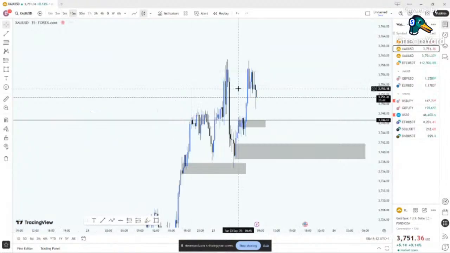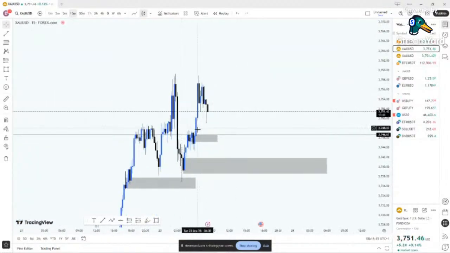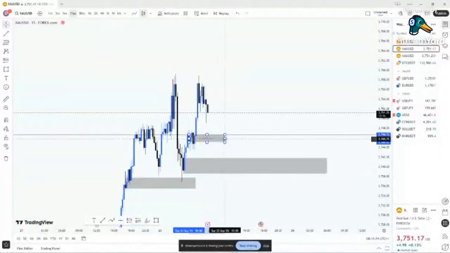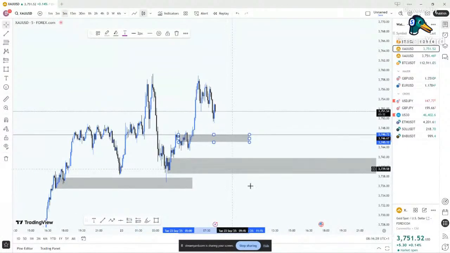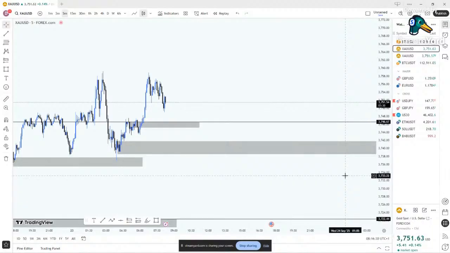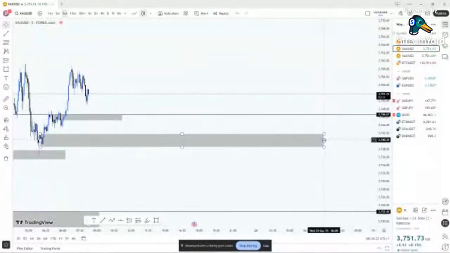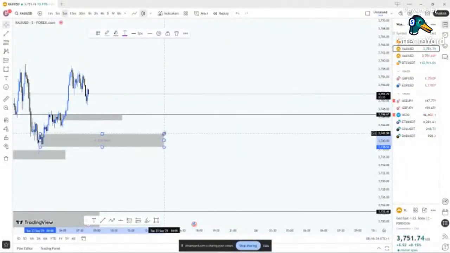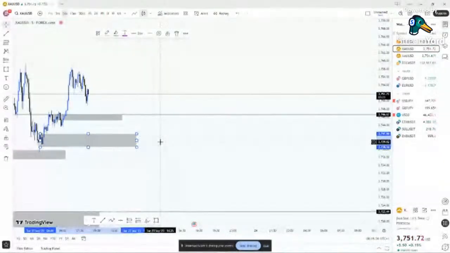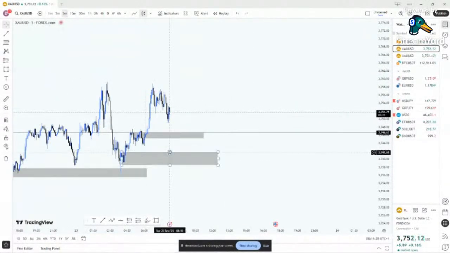Now, this higher breaker block at the top does not have a clear liquidity protecting it. So there's a high chance that the price will come down to take out this breaker block. If there is a clear liquidity, I will take the buy from that very breaker block. But since there's no clear liquidity protecting it, this lower order block is much, much preferable to take your buy from.